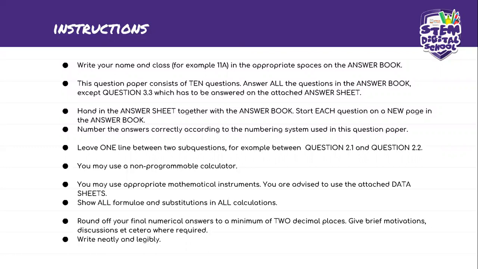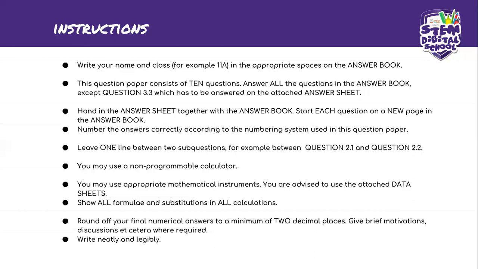This question paper consists of I think 3 questions. I'm sorry, I wrote 10 there. You answer all your questions in your answer book and hand in your answer sheet. Leave one line between two sub questions, for example, 2.1 and 2.2. You can leave a space between them. You may use a non-programmable calculator. You may use appropriate mathematical instruments, and you are advised to use the data sheet attached.